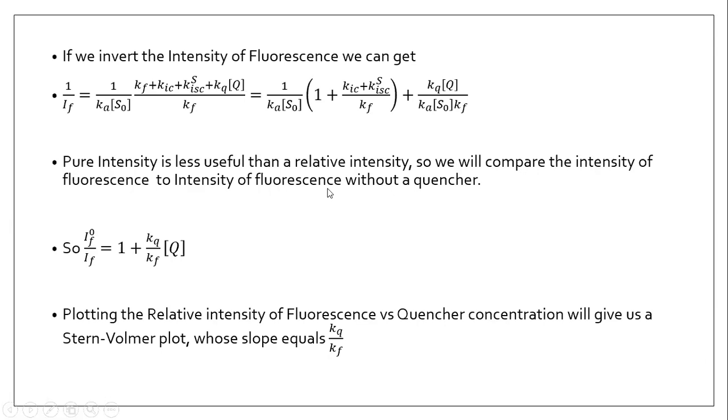So we're going to compare this intensity of fluorescence to the intensity of fluorescence without a quencher. So we're going to look at intensity initial over intensity of fluorescence. Without a quencher, we can set that equal to 1 plus KQ over KF times the quencher concentration. So we can plot the relative intensity of fluorescence versus quencher concentration and give us a Stern-Volmer plot, whose slope essentially looks at the rate of quenching versus the rate of fluorescence.